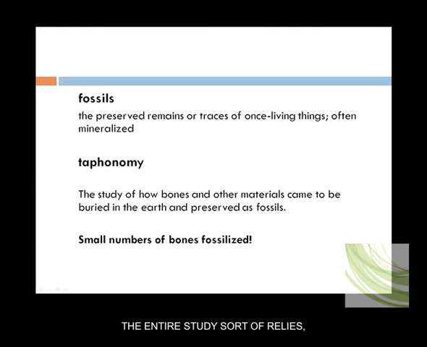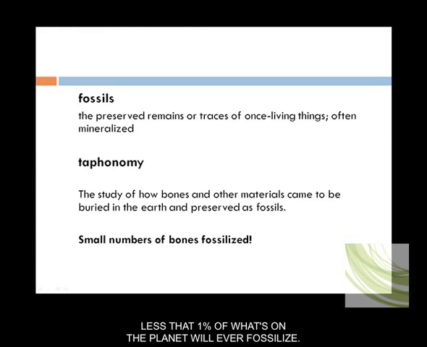The entire study relies, again, on the idea that fossils are usually mineralized remains, but also the study of taphonomy, which is how bones and materials can become fossilized. A very small number of bones fossilize. I mean, less than 1% of what's on the planet will ever fossilize. So we really have to look closely at how that process works in order to understand what we're seeing.